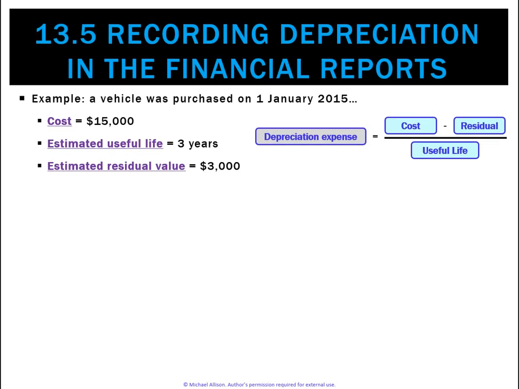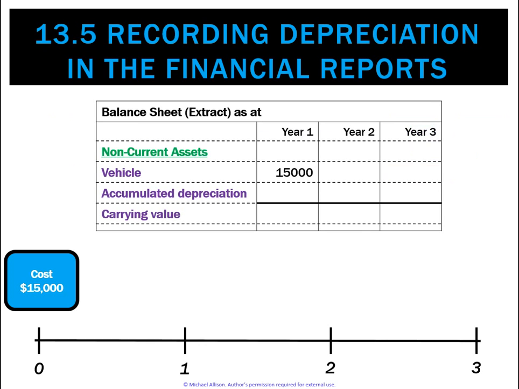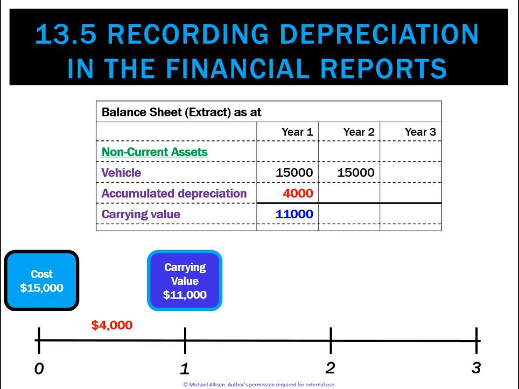Using an example, let's say we've got a vehicle which costs $15,000. It's got an estimated useful life of 3 years and a residual value of $3,000. Putting our numbers in to our formula, we get a cost of depreciation of $4,000 every year. So what would that look like in the balance sheet? Well, we'd record the vehicle at $15,000 cost. In the first year, we depreciate $4,000, which leaves a carrying value of $11,000.